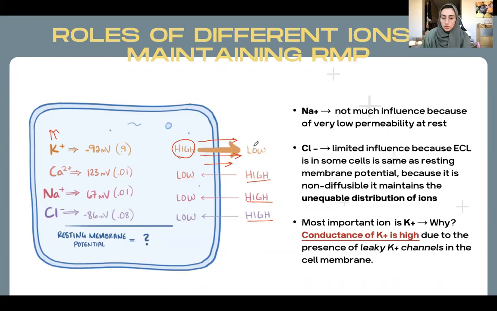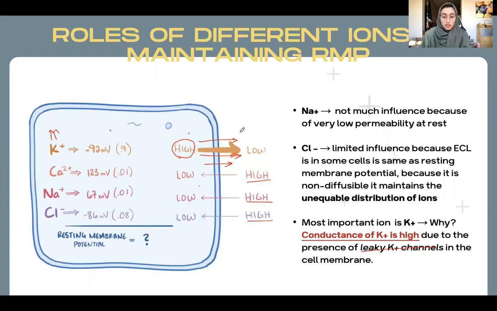So that's 2 things. When we talked about the concentration gradient, everything goes from high to low, okay? See how thick this arrow is here? Potassium is the ion that's moving the most out of everything, where it has the most permeability and the most conductance, because we have something called leaky potassium channels. So those are the 2 things we need to know.